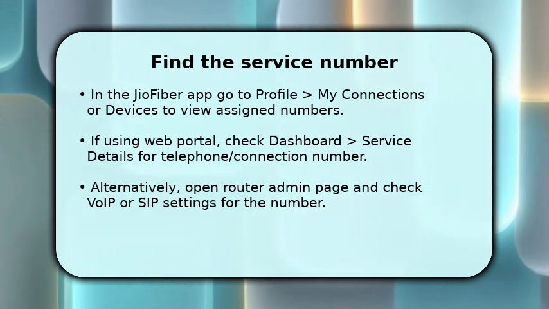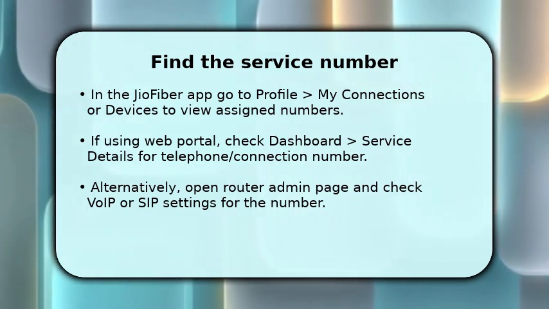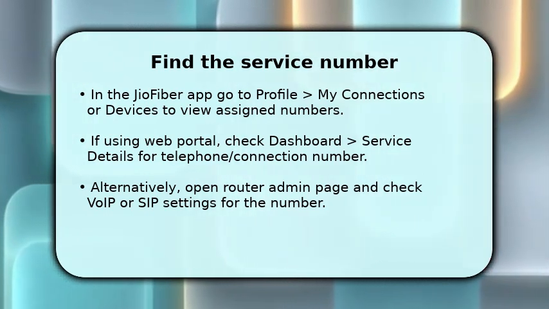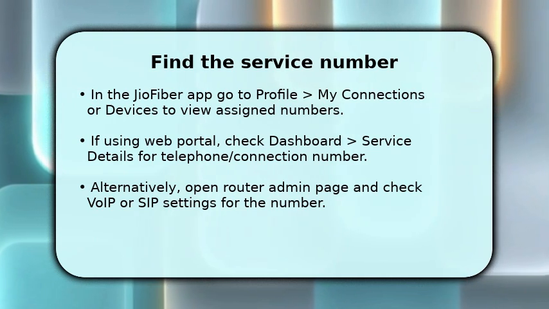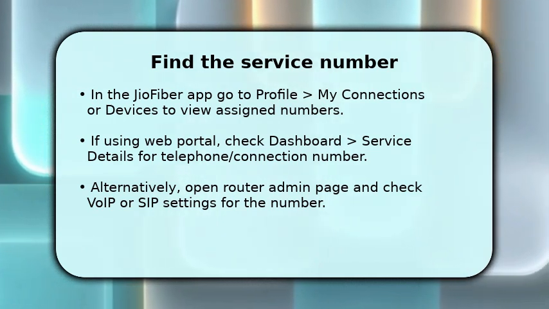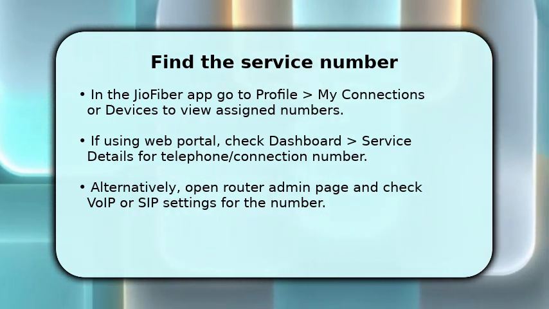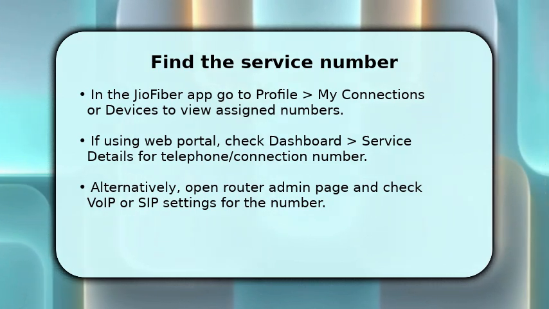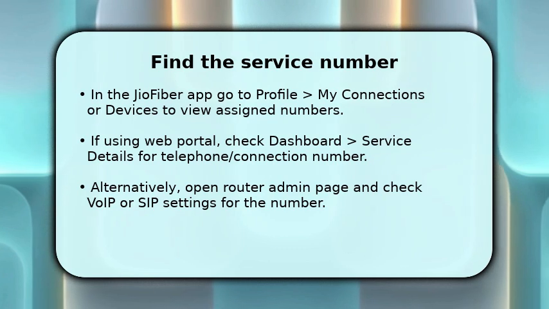On the web portal, go to Dashboard, then Service Details to find the assigned contact number and SIP ID when applicable. If those fail, log into the router admin interface and inspect VoIP or SIP configuration pages. The number often appears next to extension or user ID fields.